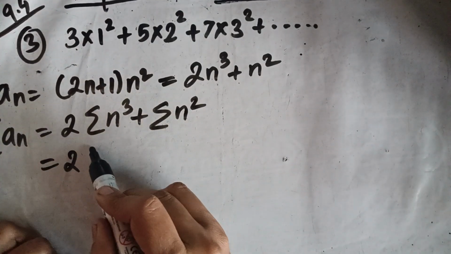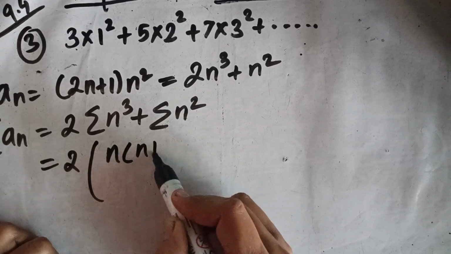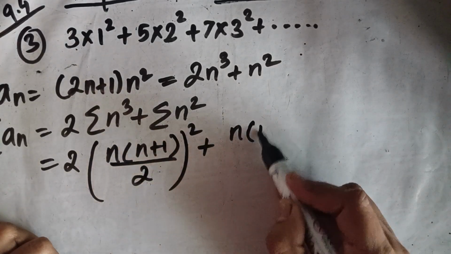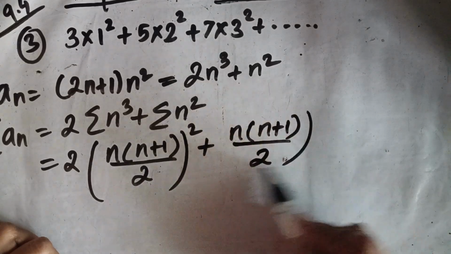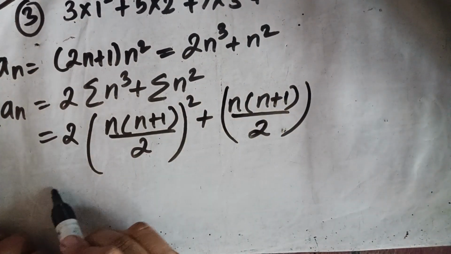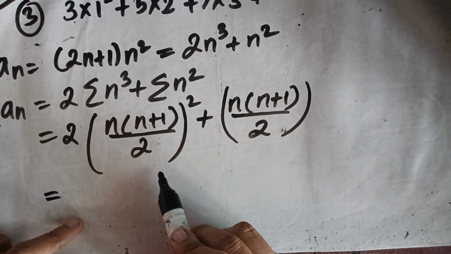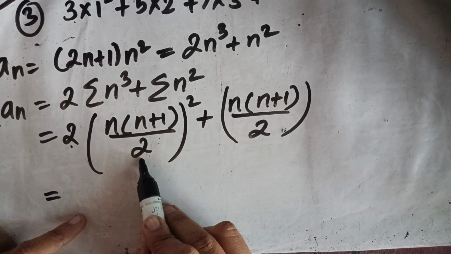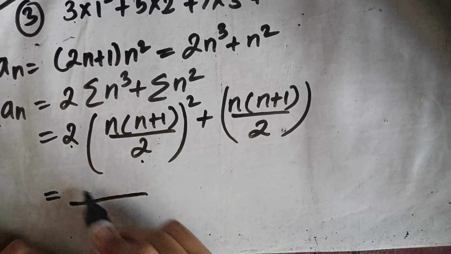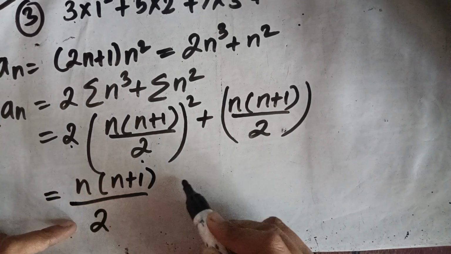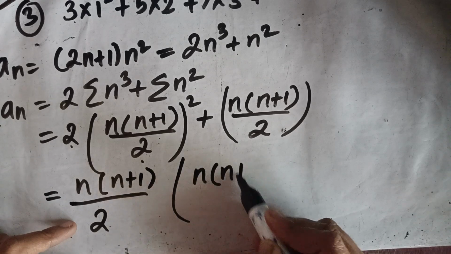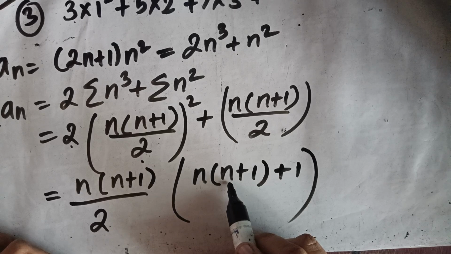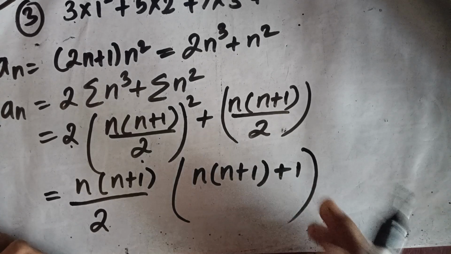n cube is n into n plus 1 divided by 2, the whole square. And n square is n into n plus 1 divided by 2. So you can take common 2. One 2 we can cancel here, and one 2 we can take outside. So we have 1 plus 1 plus 1. So this is n square plus n plus 1.